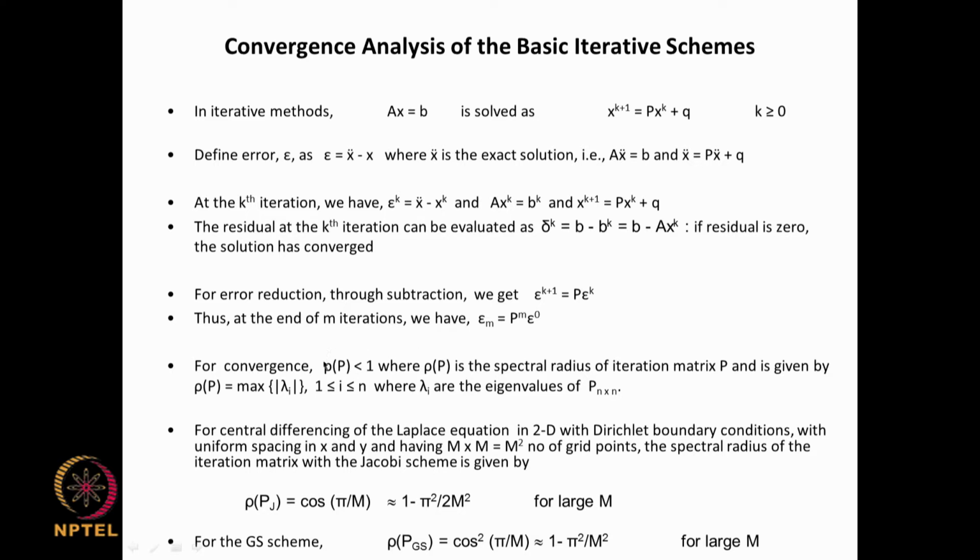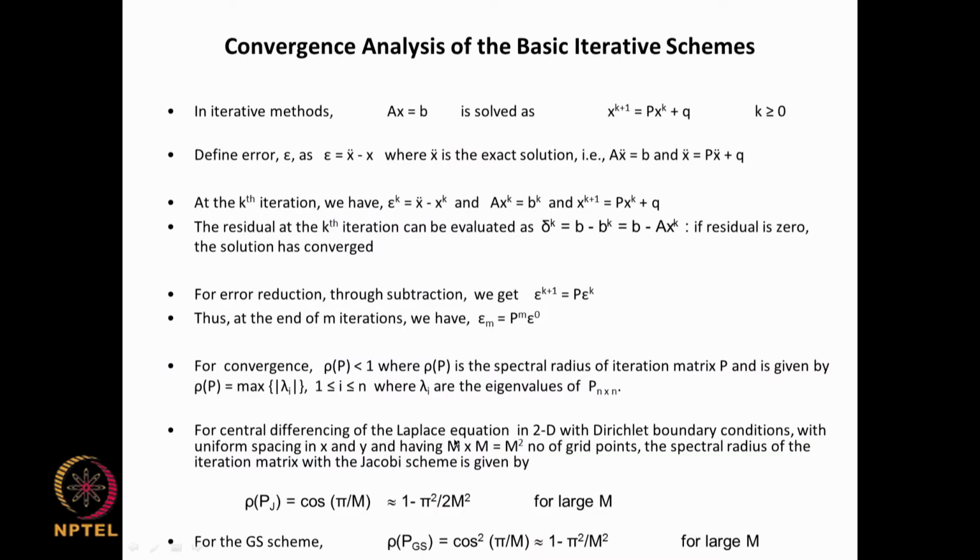and the rate at which it converges under asymptotic conditions, that is for large values of m, in which the influence of the smaller eigenvalues dies out, is given by the spectral radius. The closer it is to 1, the slower it is to converge. Okay. We do not know these eigenvalues for the general case.